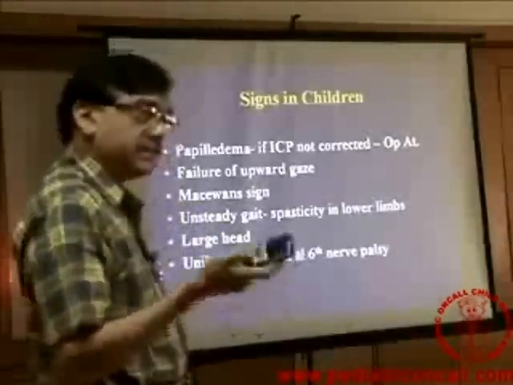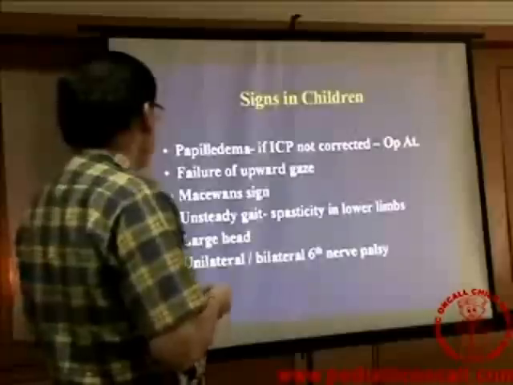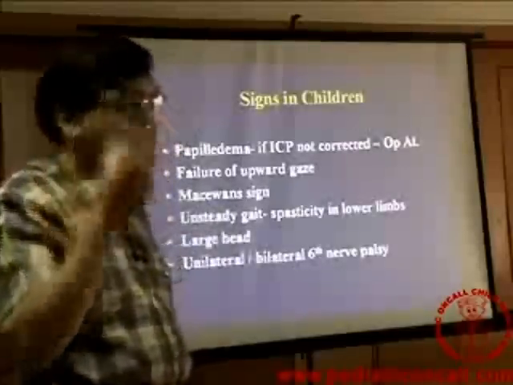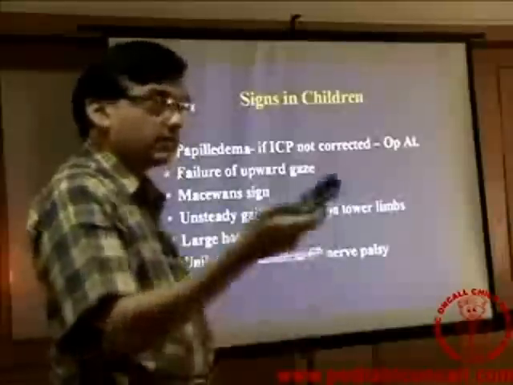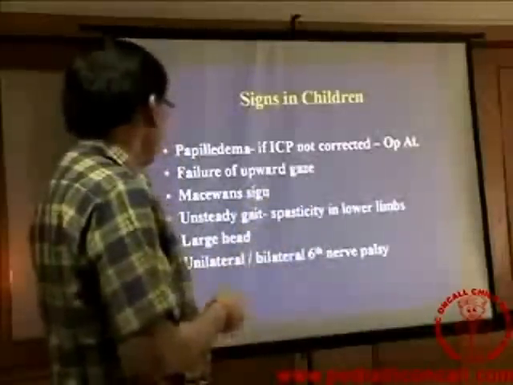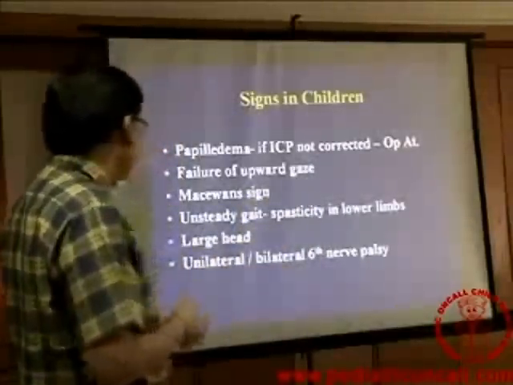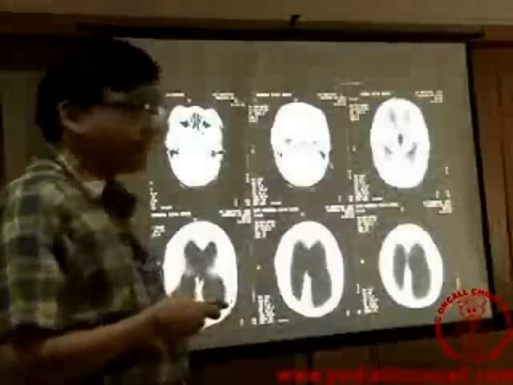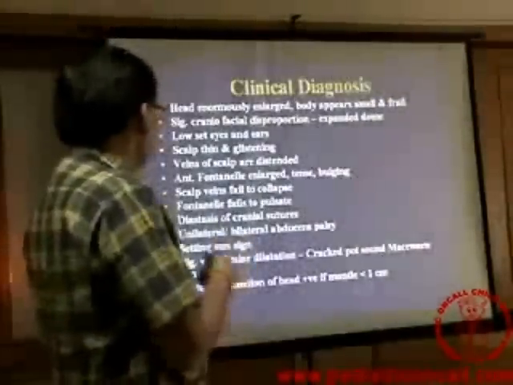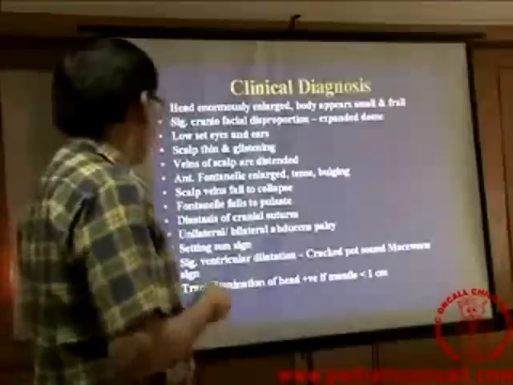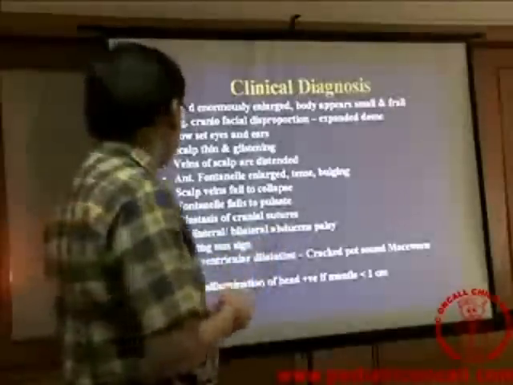Again, signs: papilledema, if it is not corrected, you can go into optic atrophy. Failure of upward gaze, as I said, that is the sunset sign. Macewen sign is cracked-pot resonance, as they call it. Unsteady gait, spasticity in the lower limbs, again part and parcel of raised intracranial pressure, large head, and the abducens nerve palsy. Clinical, of course, as I said, this is just a summary of whatever can be seen in infants and or children.